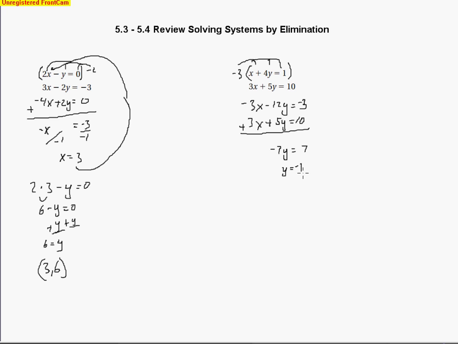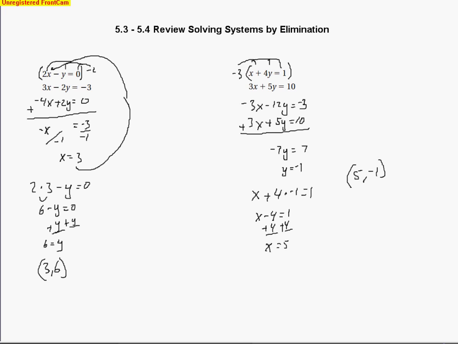I take -1, substitute it back in for one of these y's. I'll probably pick the top equation before I modified it. And I multiply 4 by -1, and that gives me -4. And then all I have to do is just add that 4 to both sides, and you get your answer. So x is 5. So my answer is (5, -1).